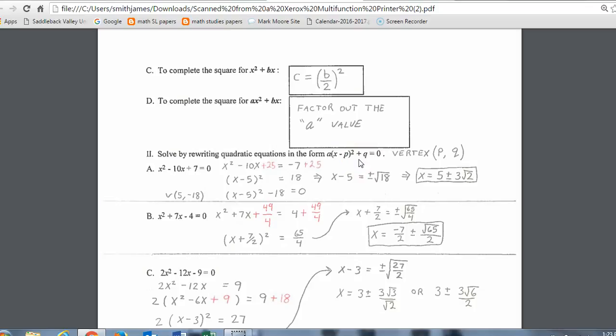P and Q represent the vertex of this parabola. So this is an idea that if you just wanted you to see it, because it might be helpful for some upcoming sections where you're asked to maybe identify a vertex or to graph or something like that. So I just wanted to remind you of what that looks like.